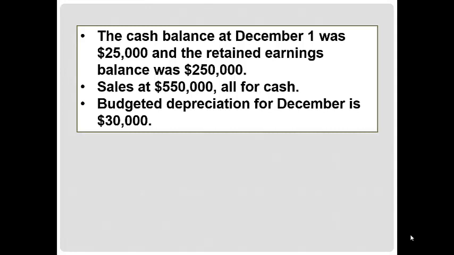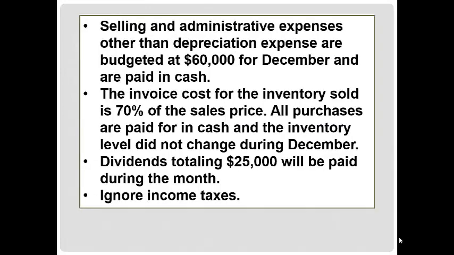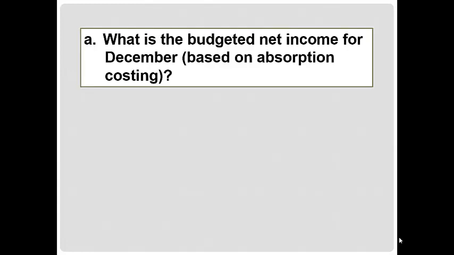Sales at $550,000, all for cash. Budgeted depreciation for December is $30,000. Selling and administrative expenses other than depreciation expense are budgeted at $60,000 for December and are paid in cash. The invoice cost for the inventory sold is 70% of the sales price. All purchases are paid for in cash and the inventory level did not change during December. Dividends totaling $25,000 will be paid during the month. Ignore income taxes. What was the budgeted net income for December based on absorption costing?